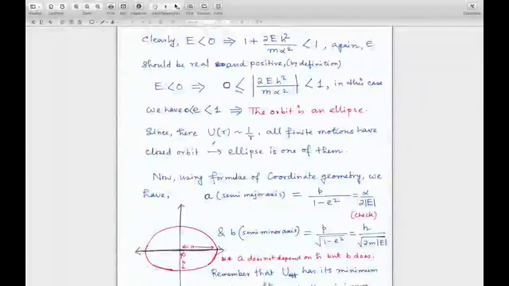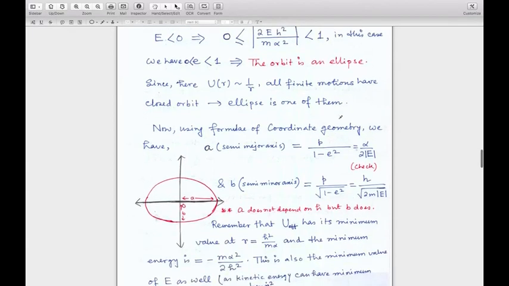Now, since u(r) varies as 1 by r, we know by Bertrand's theorem that all finite motions have closed orbits. And also we can say that the ellipse is one of them. So this is one of the examples of the closed orbit possible. Now, using formula of coordinate geometry, the semi-major axis of an ellipse is given by a = p by 1 minus e square.